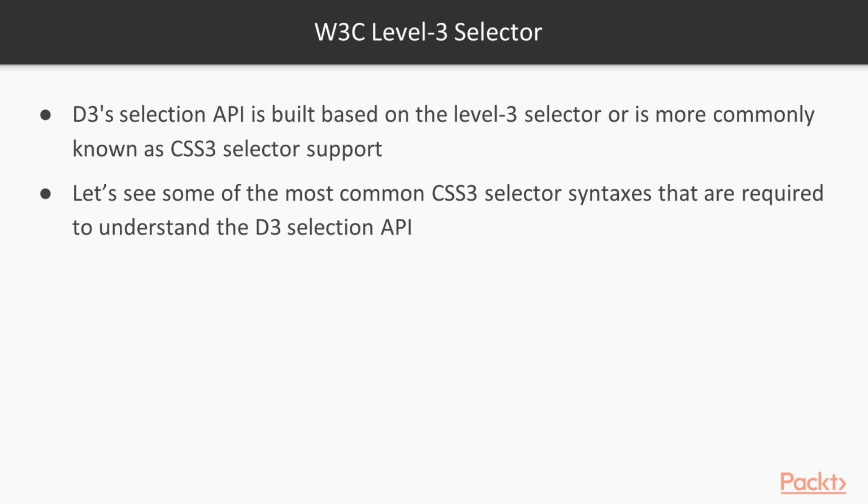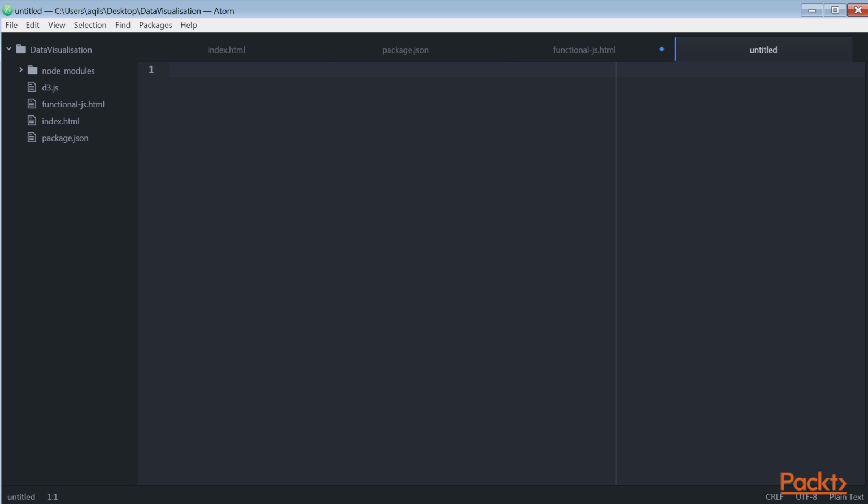Here are some of the most common CSS3 selector conventions you will typically encounter in a data visualization project. Hashtag foo selects elements with foo as the value of ID. Foo selects element foo. .foo selects elements with foo as the value of class. Foo goo selects the goo element inside the foo element. Foo hash goo selects the foo element with goo as the value of ID. Foo.goo selects the foo element with goo as the value of class.